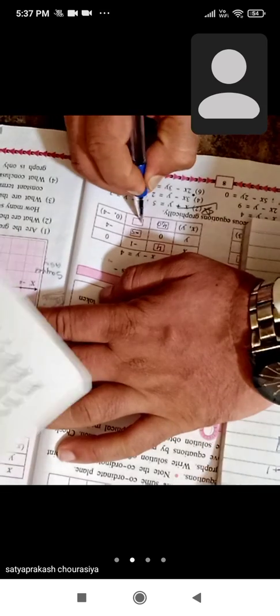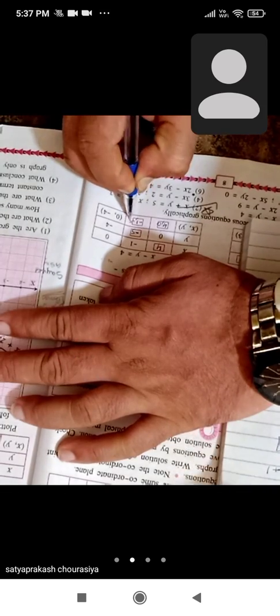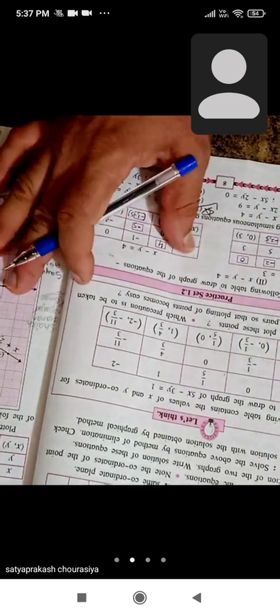In the second case the x value is minus 1. At that time you found the y value is equal to minus 5. So it is minus 1 comma minus 5. In this way we have completed question 1.